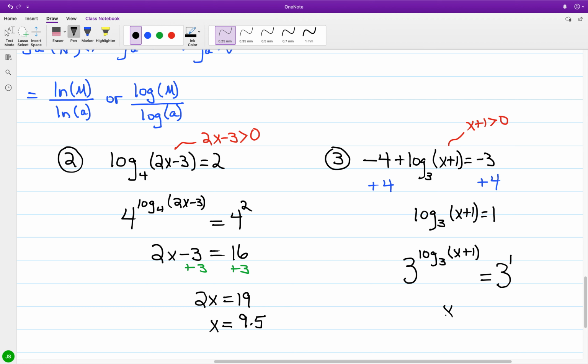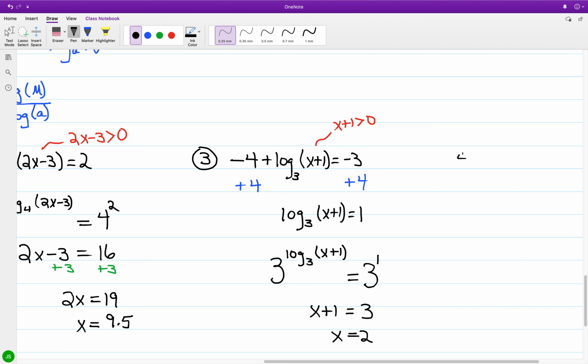To the left, I now have x plus 1. To the right, I have 3. And with x plus 1 equal to 3, I have x is equal to 2. And 2 plus 1 is 3, and that is positive, so 2 is valid.